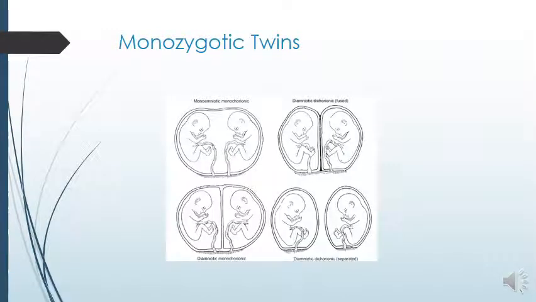This slide is showing you that there are different ways that the fertilized egg can split. It can be dichorionic, diamniotic. You can have the same outer sac and two inner sacs, monochorionic and diamniotic, or they are within the same two sacs, monochorionic and monoamniotic. And with the fused, you have one where the dichorionic is fused, and you have one where the diamniotic and dichorionic are separated.